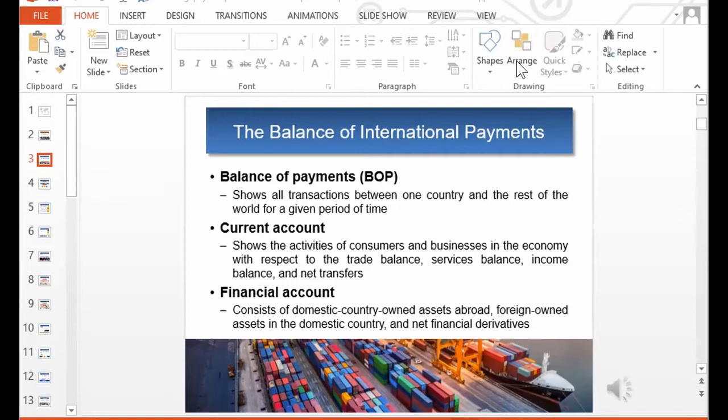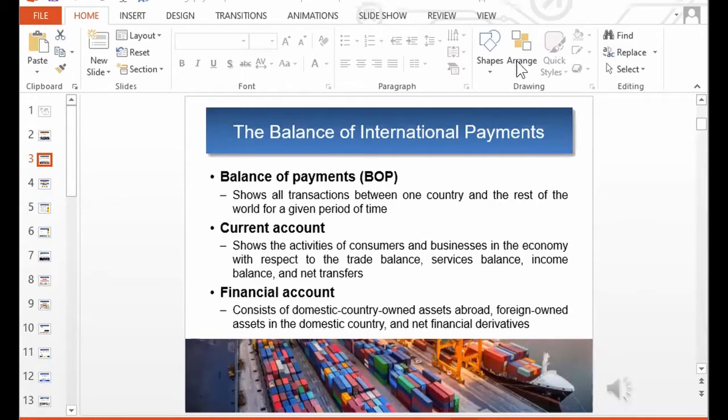It tells about its trading relationship with the rest of the world. So it shows all transactions between one country and the rest of the world for a given period, usually the performance of trade of a country for one year. Now, the balance of payments, theoretically, is based on the principles of double entry in accounting. That's why it uses the term balance.